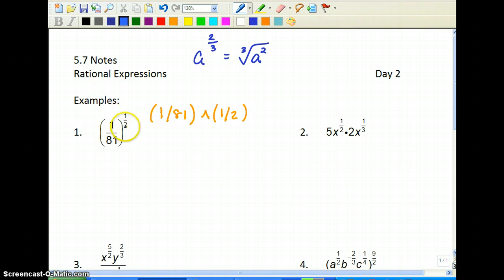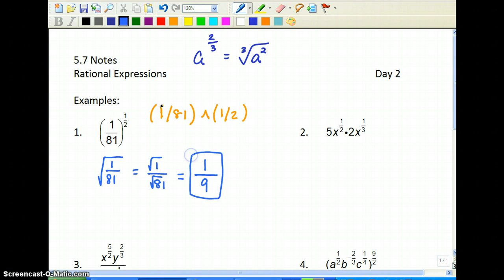Well, what does 1/2 mean as an exponent? It means the square root of 1 over 81. And then we remember that we can separate those to the square root of 1 over the square root of 81. The square root of 1 is 1, and the square root of 81 is 9. So the answer is 1/9. So when you do it on your calculator, you're going to get a decimal. See if it'll turn into a fraction. They won't all be that easy.